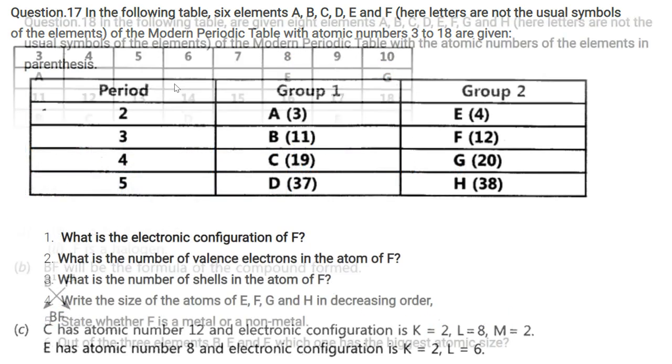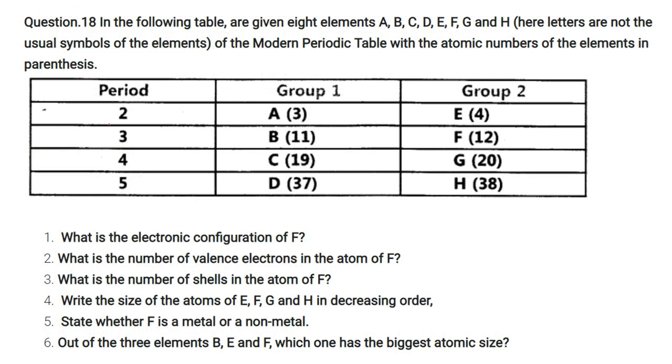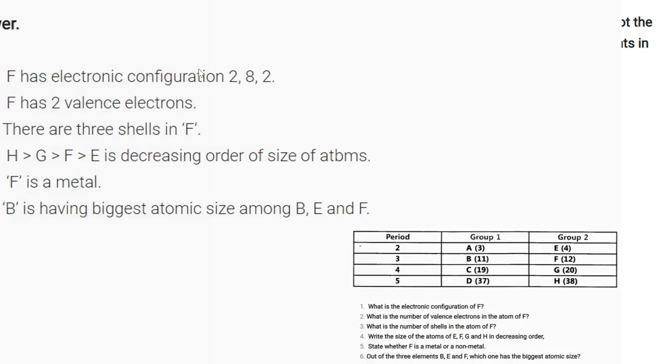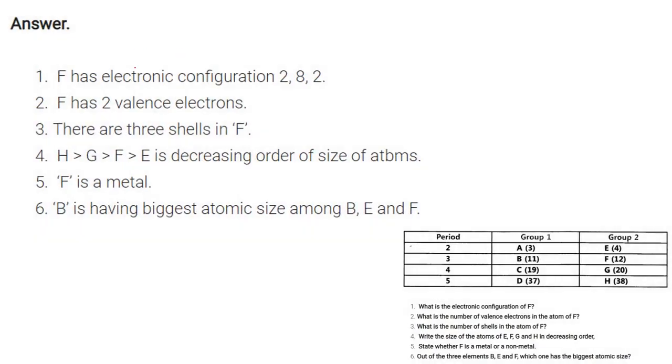Question 26. In this table, 8 elements A to H are given in the modern periodic table with atomic numbers of the element in parentheses. So we have to answer this. Let us take one by one. What is the electronic configuration of F? F is 12. So it will be 2, 8, 2. You add them, it will be 12 itself.